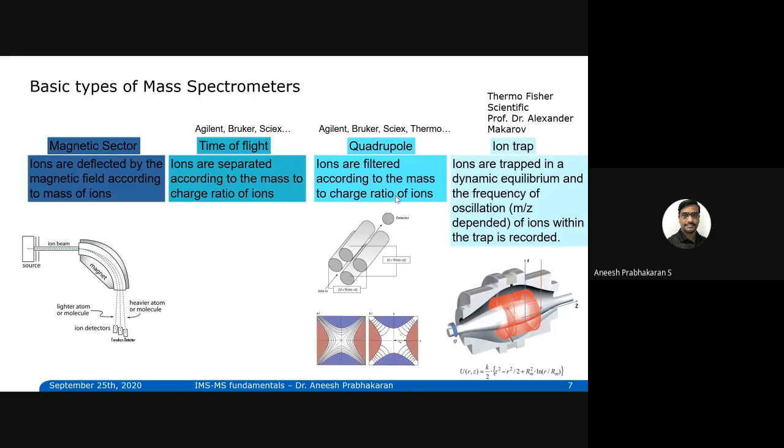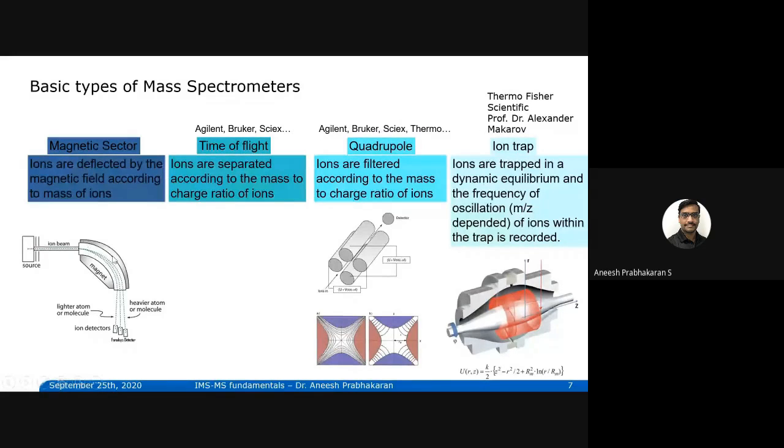Although I explained mass spectrometry based on a time of flight device, there are several types of mass spectrometers. We can separate ions according to mass to charge based on time of flight, and also based on different techniques. Here I show the fundamental types of mass spectrometers. There are more types, but these are widely used and more fundamental. I also mention here who are the industries or vendors of these instruments.